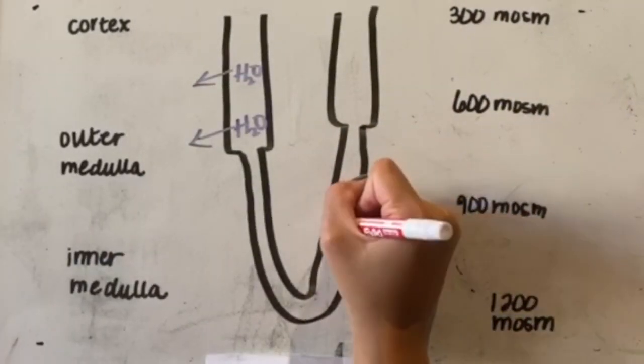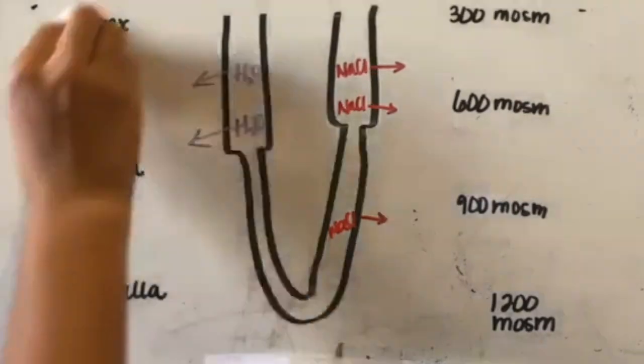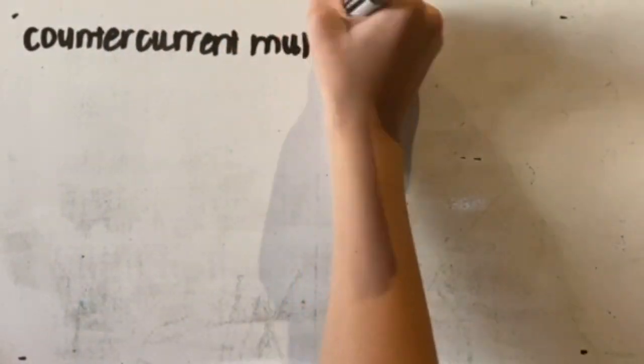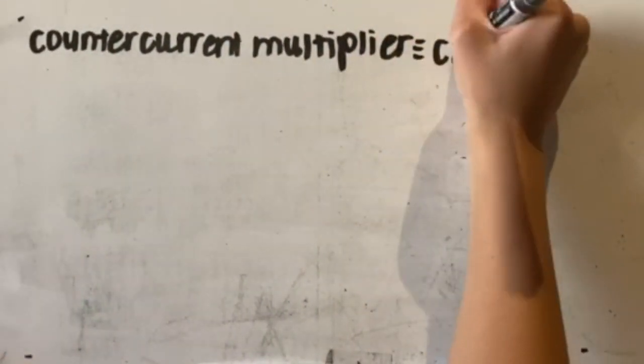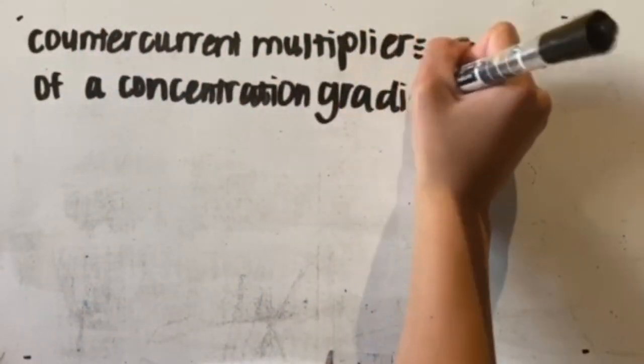This increase in sodium chloride then helps to promote a positive feedback system to pull more water out of the descending limb. This countercurrent multiplier of the loop of Henle is the process of using energy to create a concentration gradient in order to reabsorb water and create more concentrated urine.